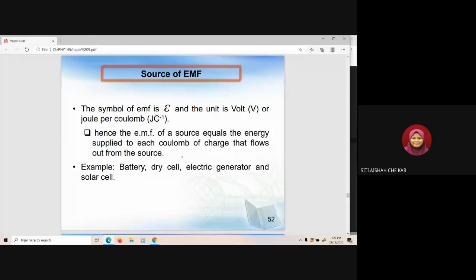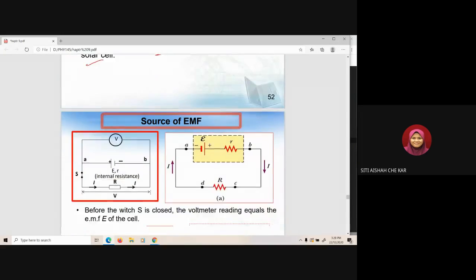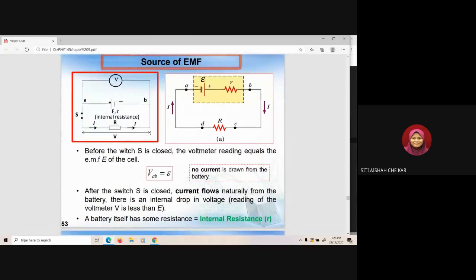Okay, the unit of EMF is a volt ataupun joule per coulomb. Biasa kita pakai volt lah. Okay, contohnya bateri, dry cell, electrical generator and solar cell. Okay, ini contoh EMF lah.